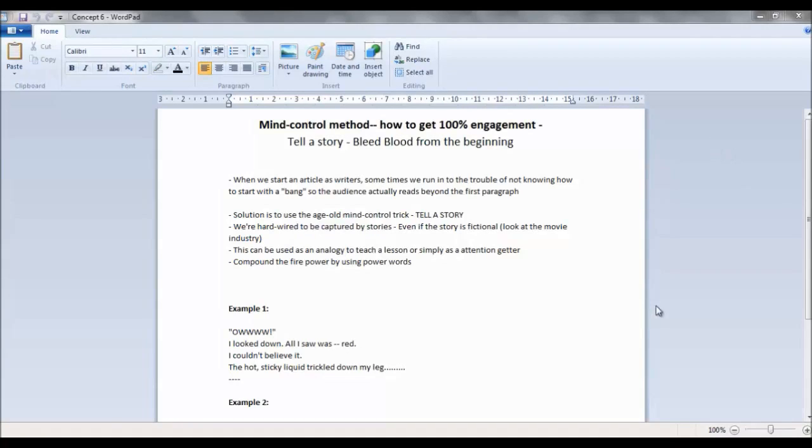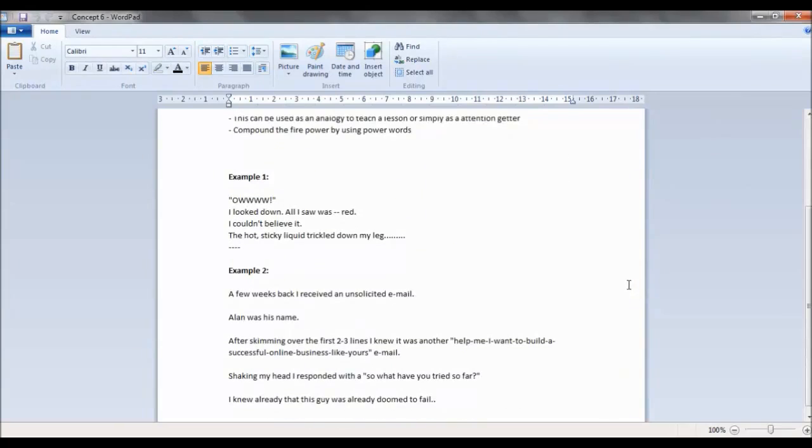So example here, if you start off your article with something like this: "Ow, I looked down and all I saw was red. I couldn't believe it. The hot sticky liquid trickled down my leg." This is gonna catch some attention. Someone reading that is not gonna go, oh, okay, I'm gonna go read something else. They're gonna keep on reading.